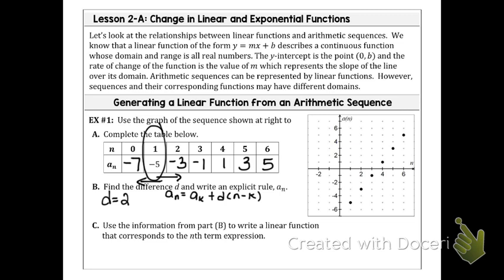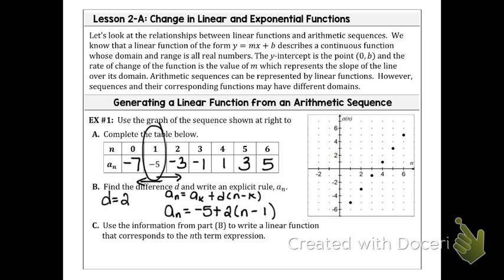And so we know then that a sub n will equal, if I'm using a sub 1, then that would be -5 plus the difference, which we said is 2, times n minus, and if I'm looking at a sub 1, the k value there is 1. And so there is an explicit rule. And there's several explicit rules, okay? We could have used the point 0, -7. In that case, our equation would be different, but if we work them out, even if we use the general rule, we're all going to get the same exact thing.